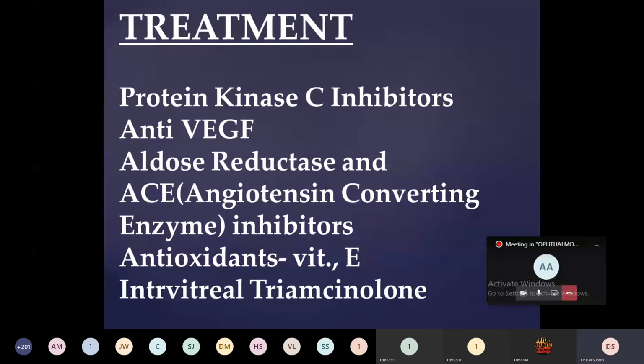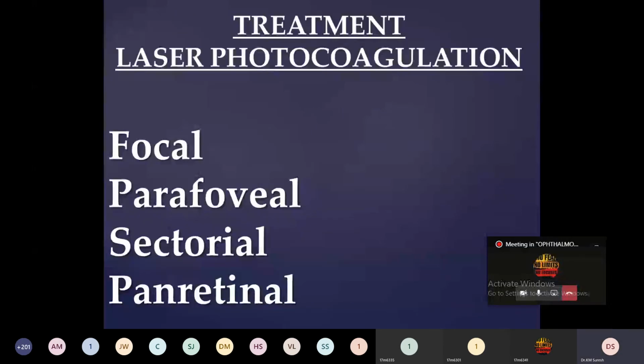Then other modes of treatment: you have protein kinase C inhibitors, anti-VEGF treatment, aldose reductase and angiotensin converting enzyme inhibitors, antioxidants in the form of vitamin E, and intravitreal injections of triamcinolone. But the main line of treatment so far in diabetic retinopathy will be laser photocoagulation. Laser photocoagulation can be of various types.